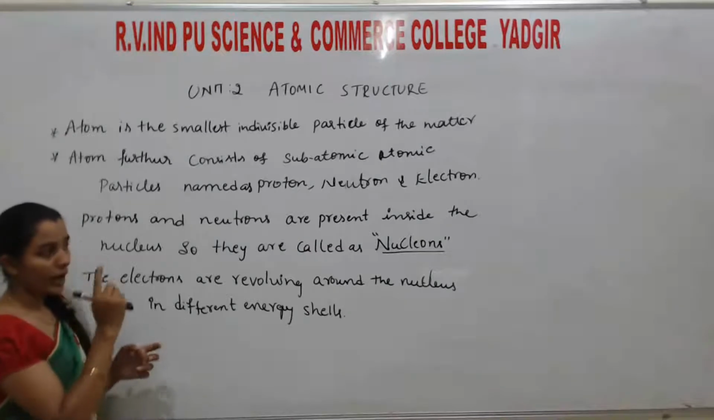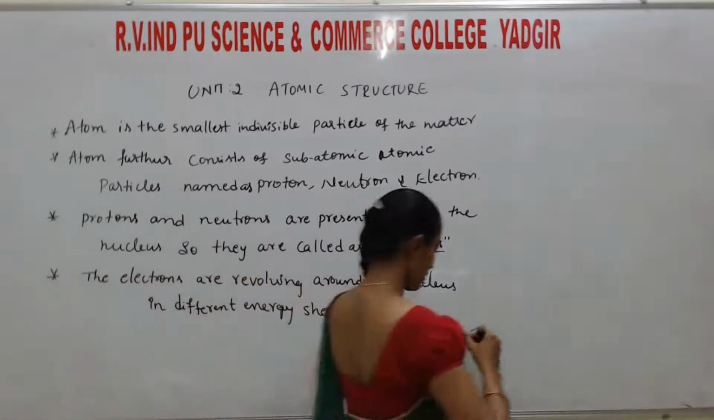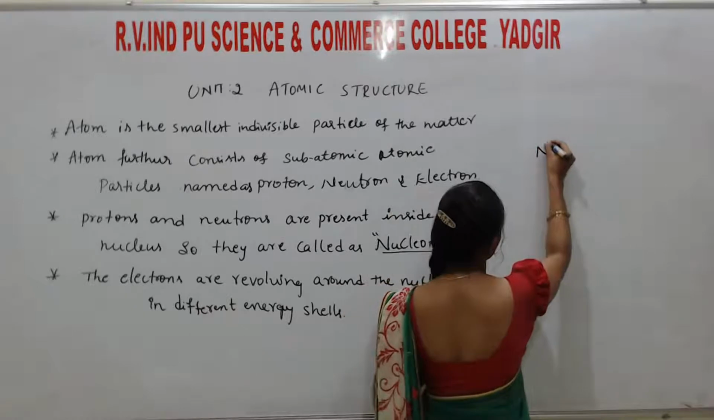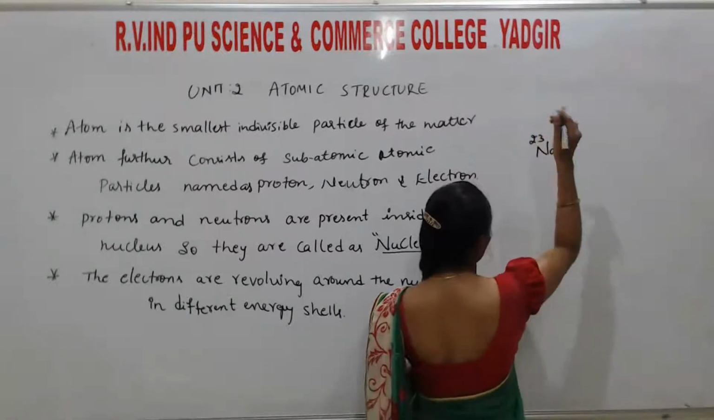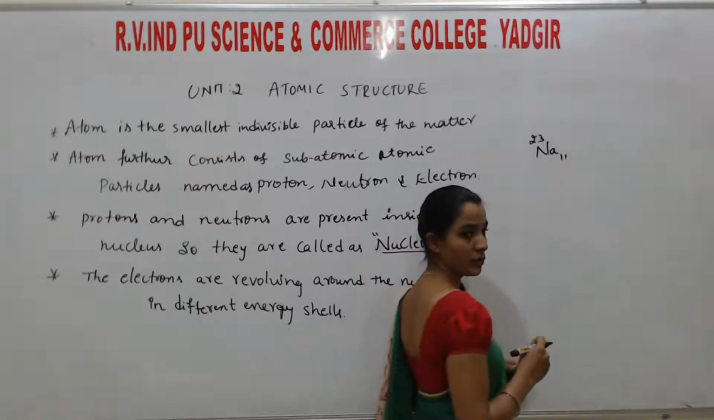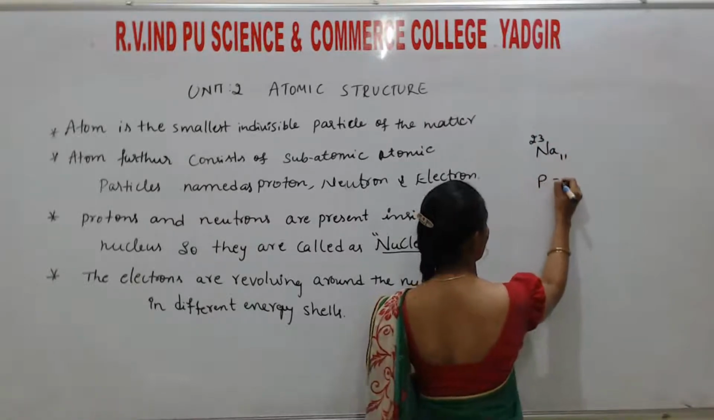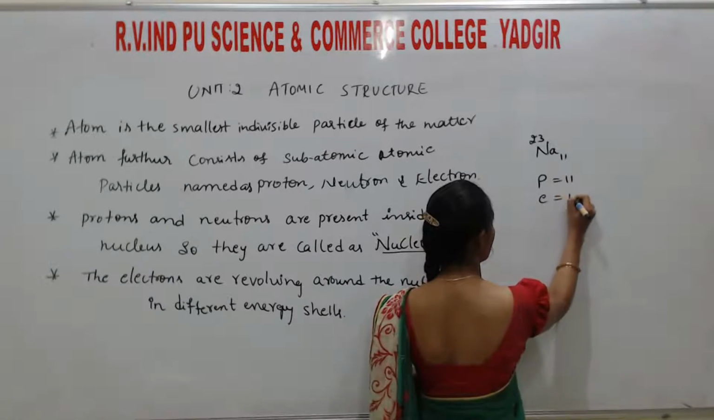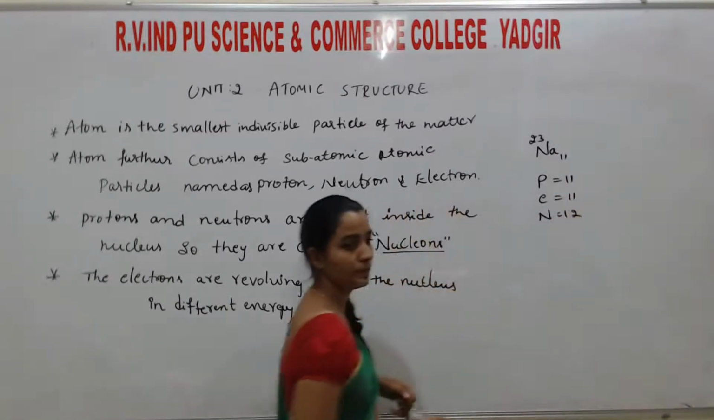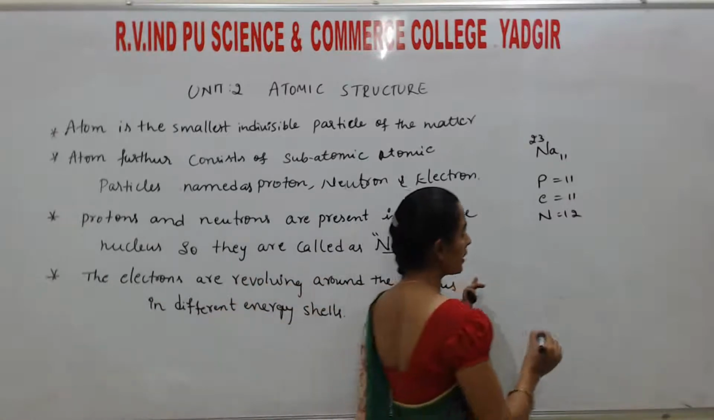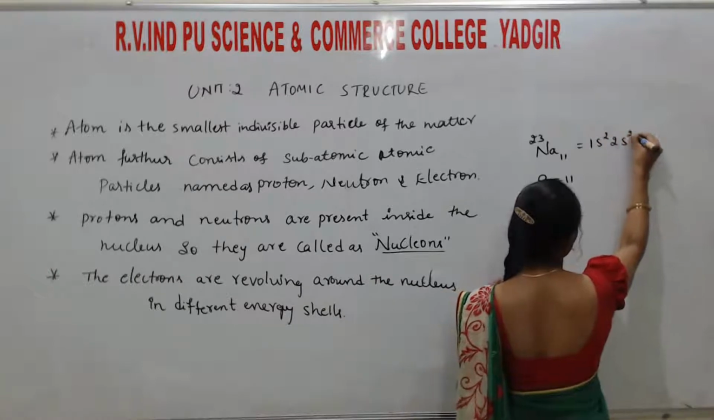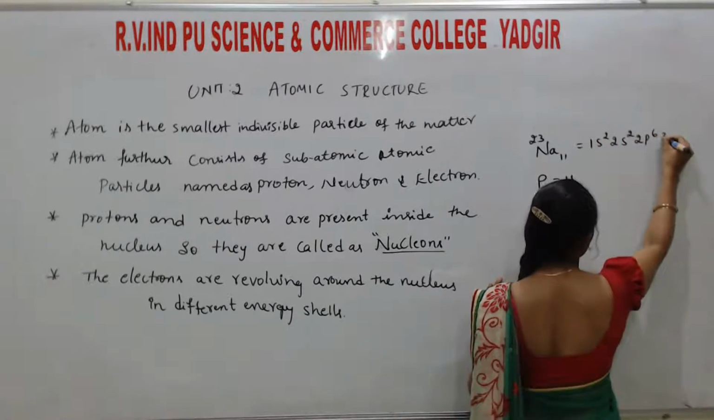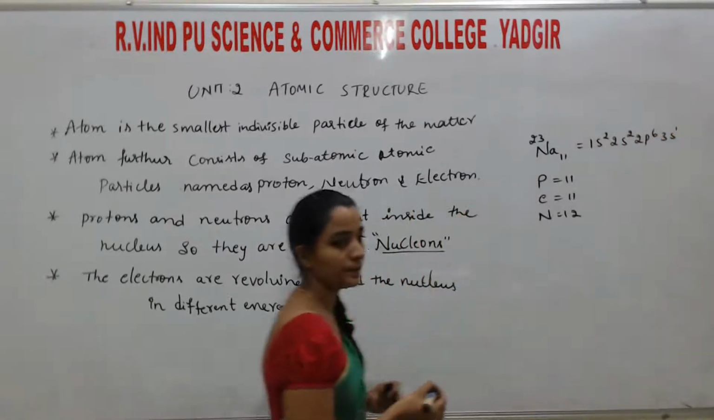Okay, so one atom is there, as I told you, for sodium. Assume atomic number is 11. Atomic mass is 23. Here, number of protons is 11, number of electrons is 11, number of neutrons is 12. If you write the electronic configuration, students, you get 1s2, 2s2, 2p6, 3s1.